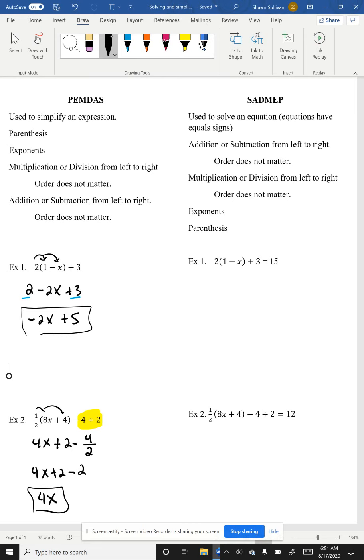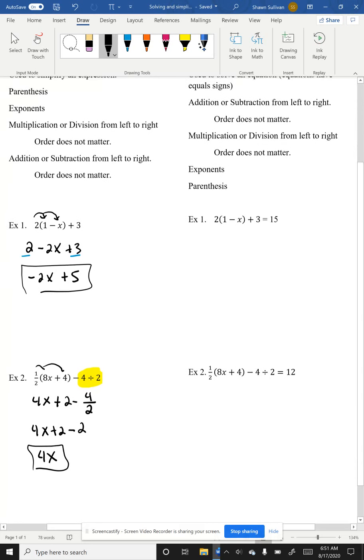And so I've just reversed our PEMDAS. I've turned it into the SADMEP, and everything switches, right? So instead of starting with parentheses, here we're starting with addition or subtraction from left to right. Now, I'm going to tell you guys something as well. There's multiple ways to solve this equation. And as long as our algebra is correct, we should get the correct answer.